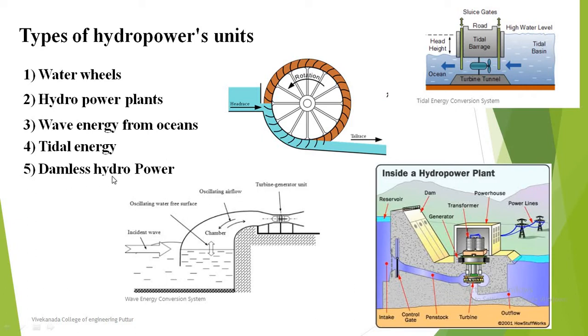Next one is damless hydropower plants. Here a dam is not constructed. The flowing water is used to generate the electricity. Maybe a waterfall, the water flowing with high velocity, etc., are used to generate the electricity.